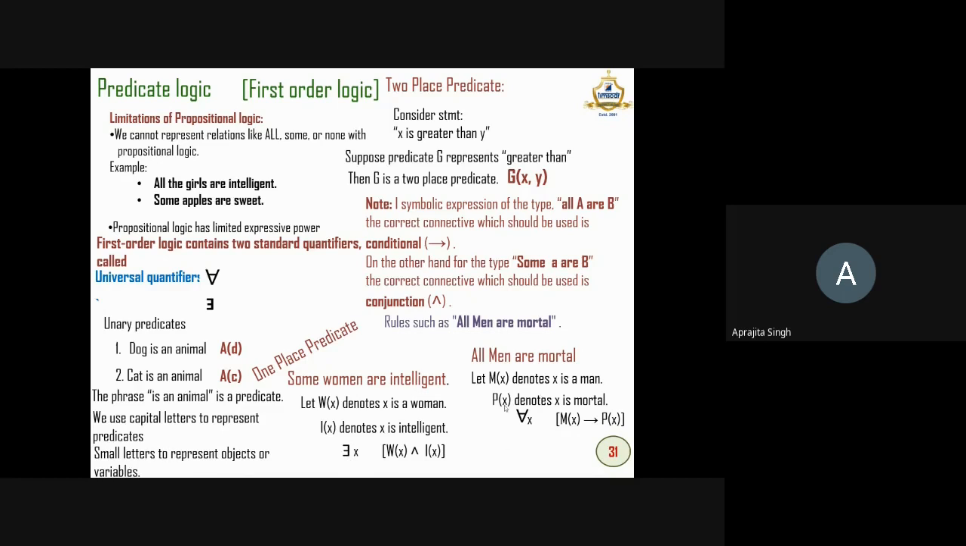Whenever statements like everything, for every, for all come, you are going to use a universal quantifier. And if the statement is like for some, there exists, we are going to use the existential quantifier. All of this we have learned over here. So first order logic consists of these two standard quantifiers.